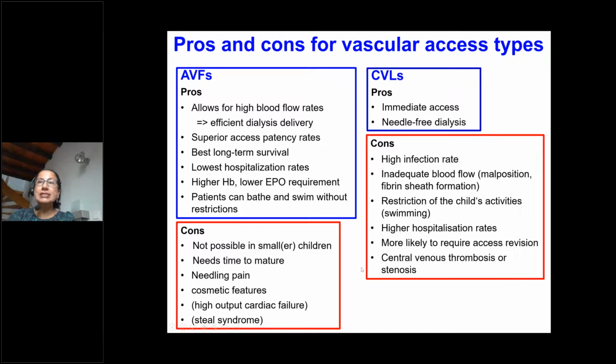In contrast, we've talked about CVLs, and on this occasion, I've told you all the disadvantages of CVLs. But of course, one must acknowledge that CVLs can be used in the youngest children. Size is not that important compared to AV fistulas. Immediate access is provided, and it's pain-free, needle-free access. So you have to choose the right access for the patient at the right time, keeping in mind preservation of access at all times.